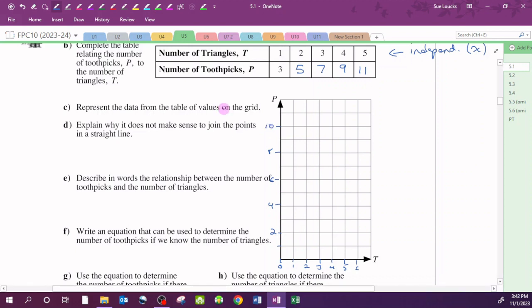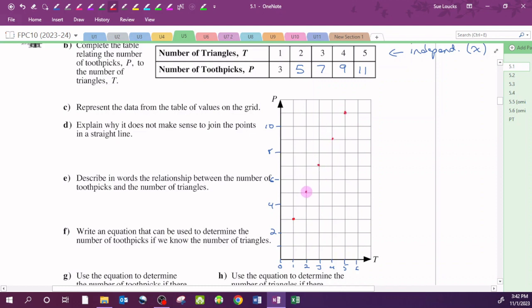Okay, so we've got a point. I'm going to do this in red so it shows up better. We've got a point at 1, 3. We've got one at 2, 5. We've got 3, 7. We've got 4, 9. And we've got 5, 11. Okay, there's all our points.